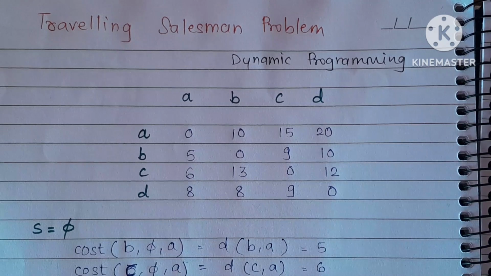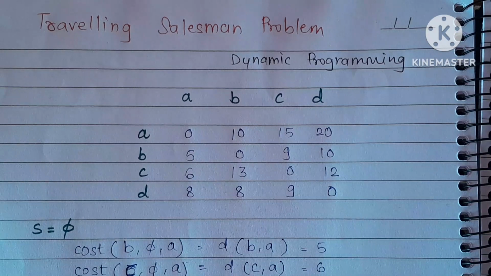Now we are going to see how to solve the traveling salesman problem using the dynamic programming approach. In the traveling salesman problem, the salesman is asked to visit a number of cities and return to the city where he is present or where he starts his journey from.